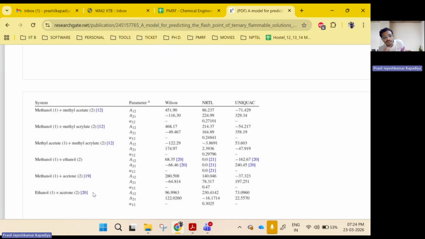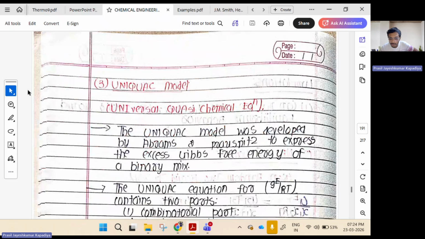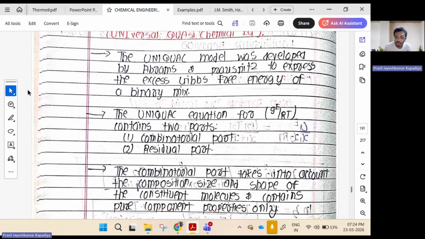For various systems, these constants are available in literature. Now there is one more model. This is called the UNIQUAC model, the universal quasi-chemical equation. This UNIQUAC model was developed by Abrams and Prausnitz to express the excess Gibbs free energy of a binary mixture. So G by RT, the term from where we are finding the activity coefficients gamma 1 and gamma 2.